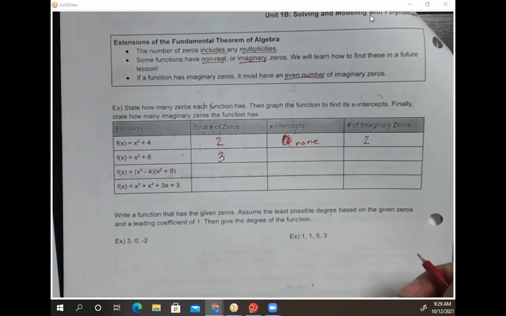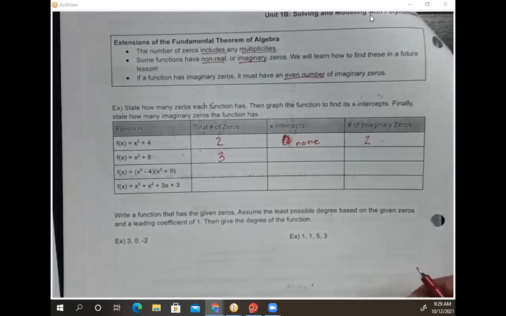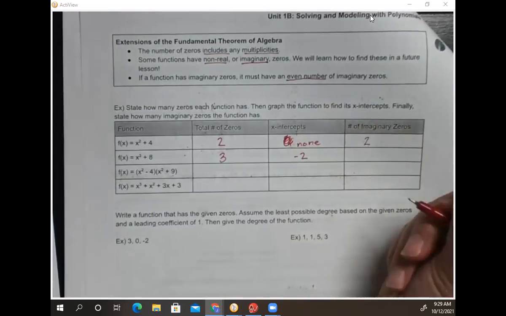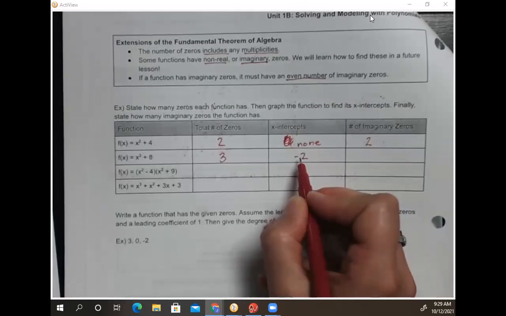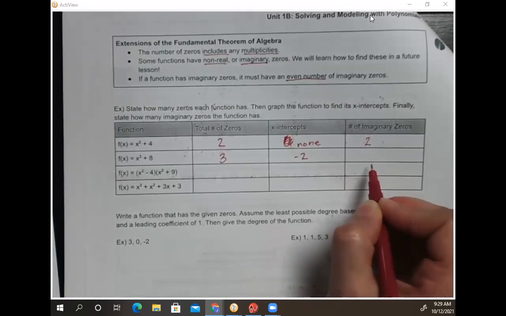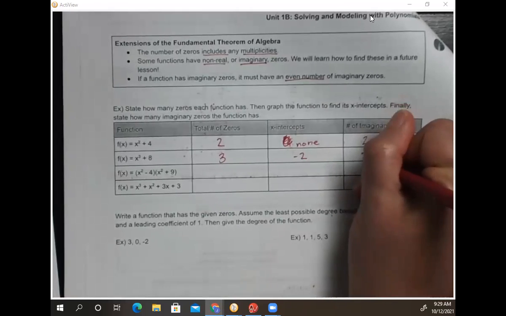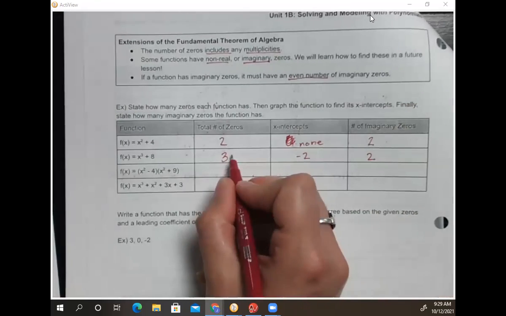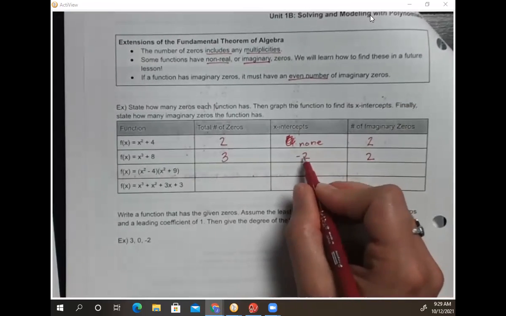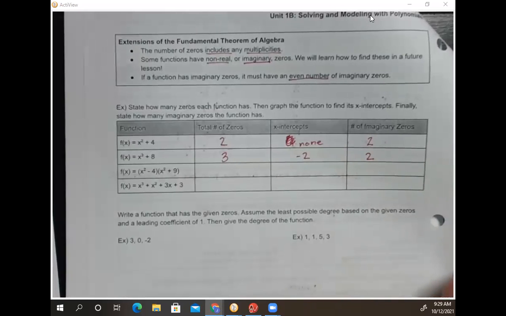How many x-intercepts did you have for this guy? And where was it? So I have an x-intercept at -2. I have 1 real zero. How many imaginary zeros should I have then? 2. Okay. I have to have 3 total. One of them I can see as an x-intercept. That means the other 2 must be imaginary.